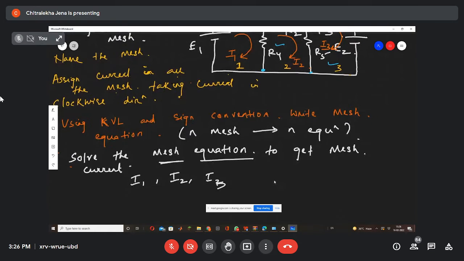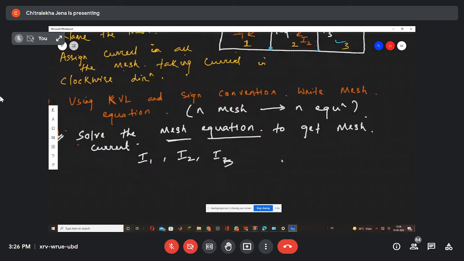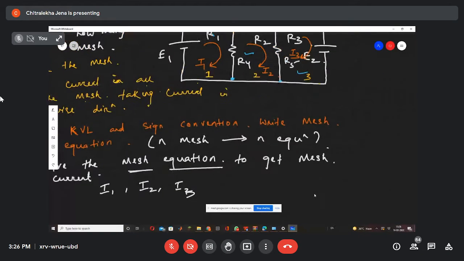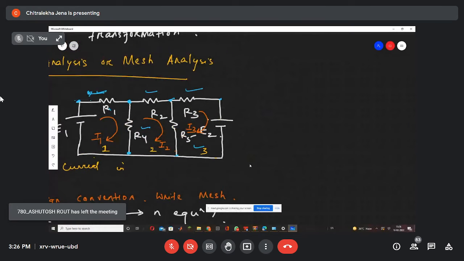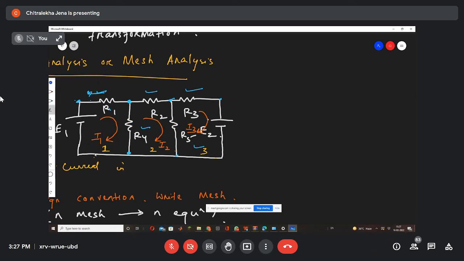Okay, so now you will write the mesh equations. Now tell me, how many meshes are there? Three meshes are there. Using Kirchhoff's voltage law and the sign convention, tell me what are the mesh equations. Mesh one, tell me, what is the equation? Start from this point. When you are writing the equation, your starting and ending points would be equal. You start from this point and end at this point. So how do you write down the mesh equations?